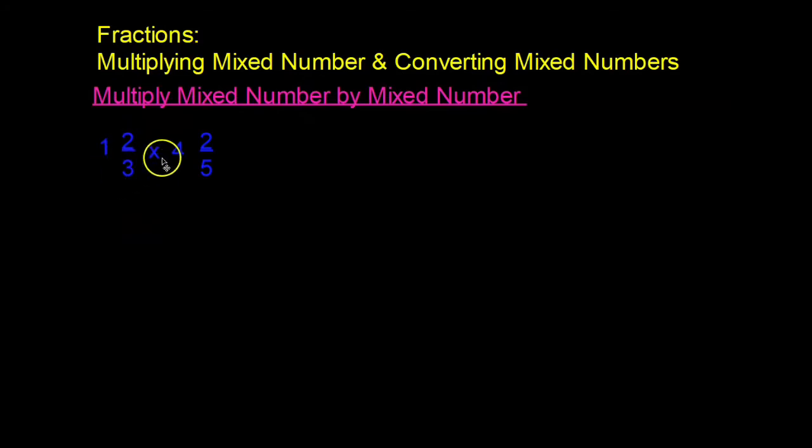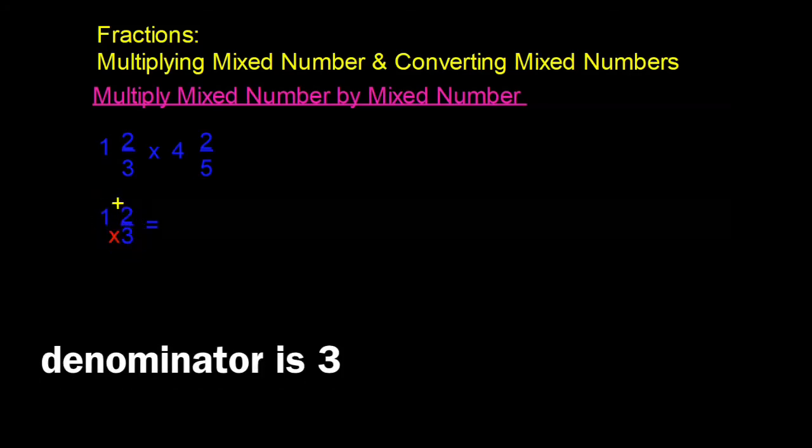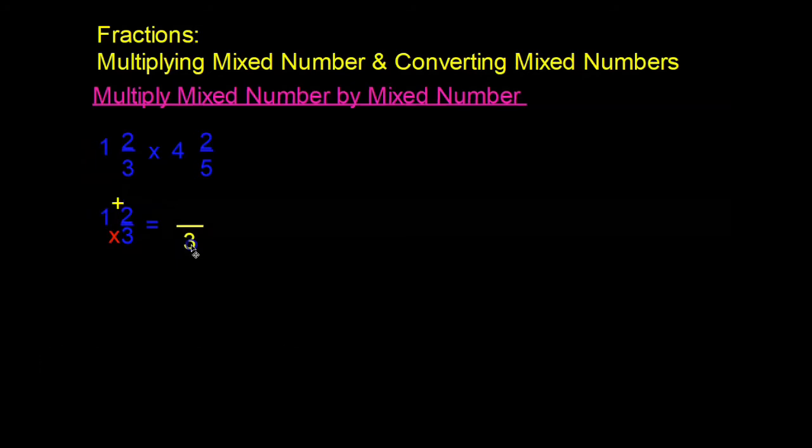So we have 1 2/3 times 4 2/5. We're going to look at the 1 2/3 first, and convert that into a fraction greater than 1. We notice that our denominator is 3, so we're going to keep it 3. We're going to multiply 1 times 3. That's 3. And then we're going to cross out the 1 times the 3. Now we're going to add 2 with the 3. 3 plus 2 equals 5. 5 is going to be our numerator. So we have 5/3, or 5 over 3.